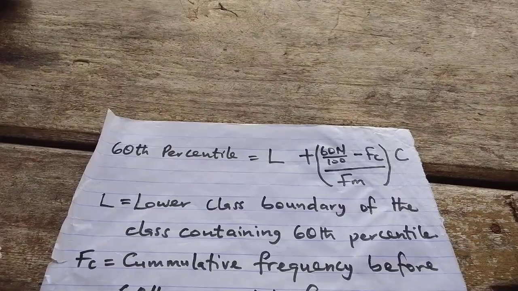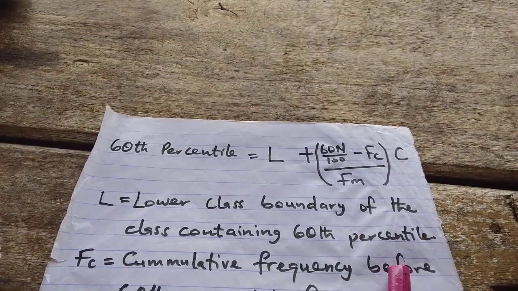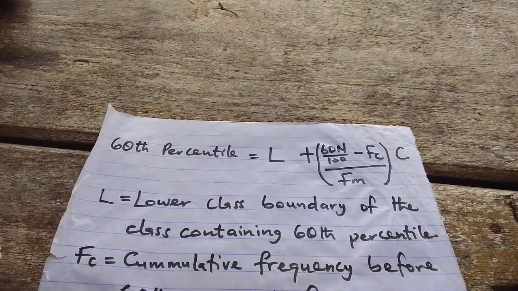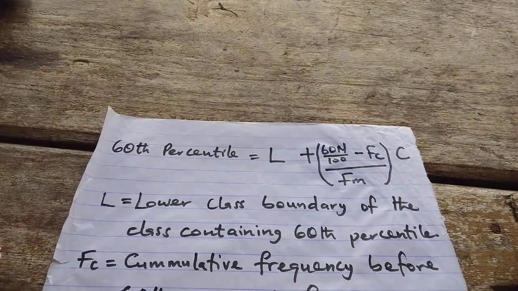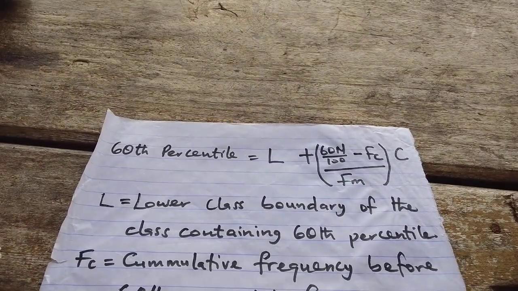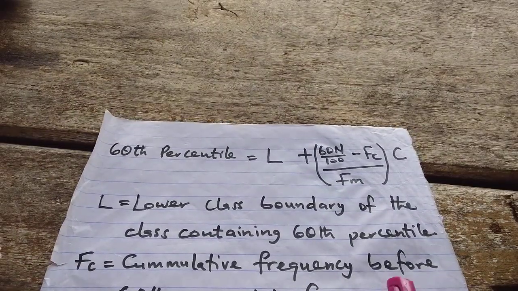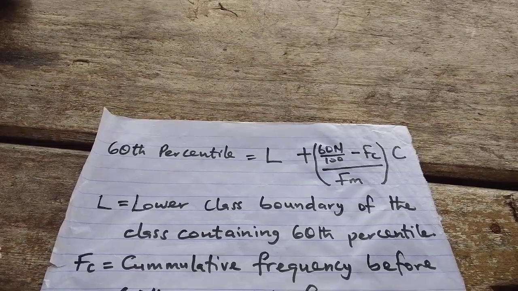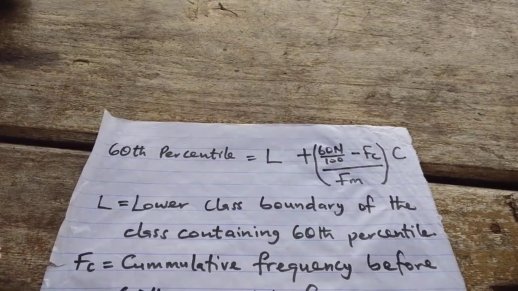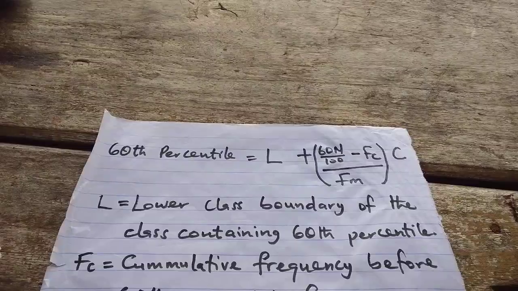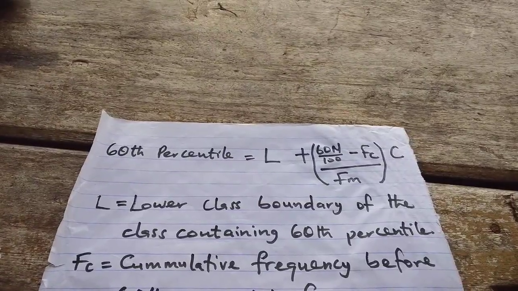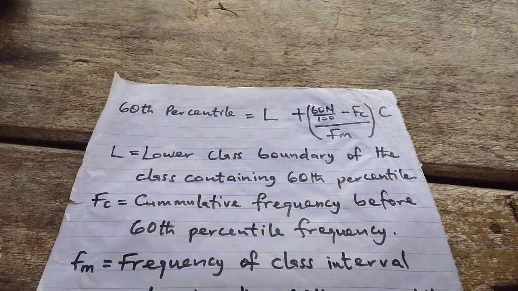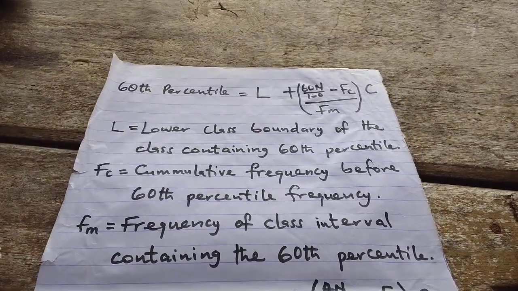Where L represents the lower class boundary of the class containing the 60th percentile, and FC represents the cumulative frequency before the 60th percentile class. So you look for the cumulative frequency before the 60th percentile class. Then FM is the frequency of the class interval containing the 60th percentile.